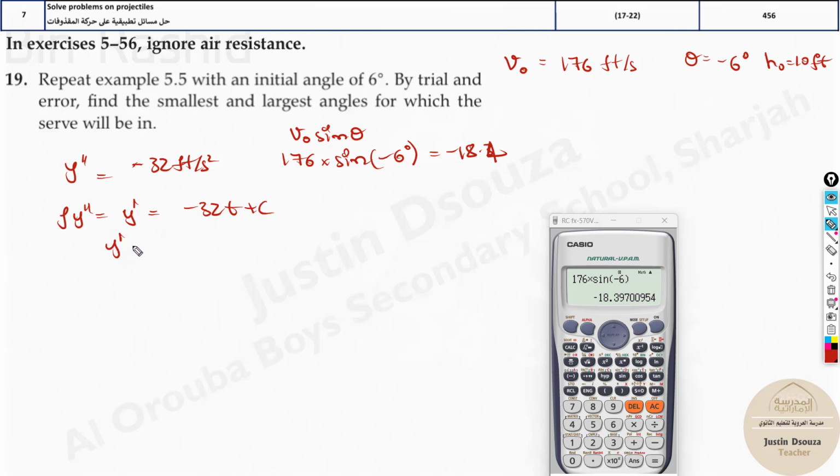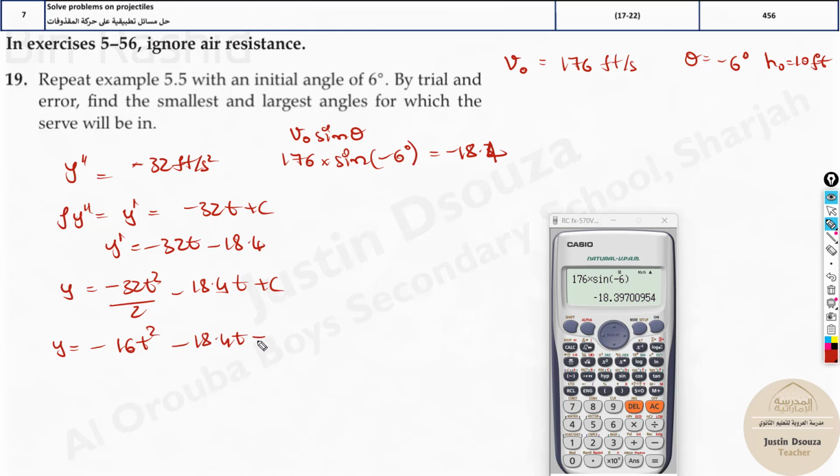So this C value, y dash is equal to minus 32t, and now it's minus 18.4. Now what is y, the position? Integrate this. It will be negative 32t squared by 2, minus 18.4 multiplied by t, plus c. What is the initial height? It's 10, so y will be equal to minus 32 by 2 is 16t squared, negative 18.4t plus 10. That's it. That is the vertical part.